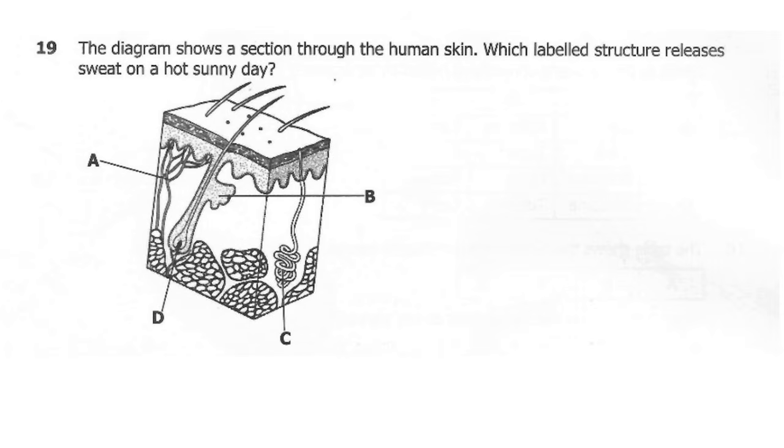Question 19. The diagram shows a section through the human skin. Which labeled structure releases sweat on a hot, sunny day? Is it A, B, C, or D? Drop your answer in the comment section.